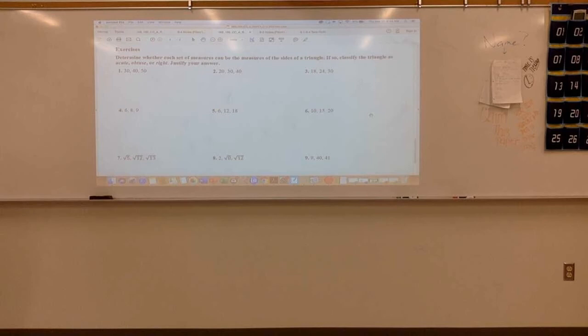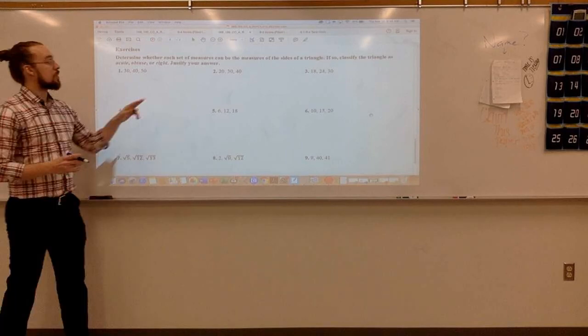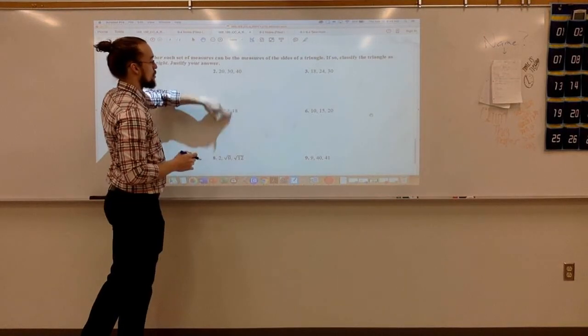Exactly. If the 2 smaller sides add up to be greater than the third side. Okay, so let's do number 2 together here.